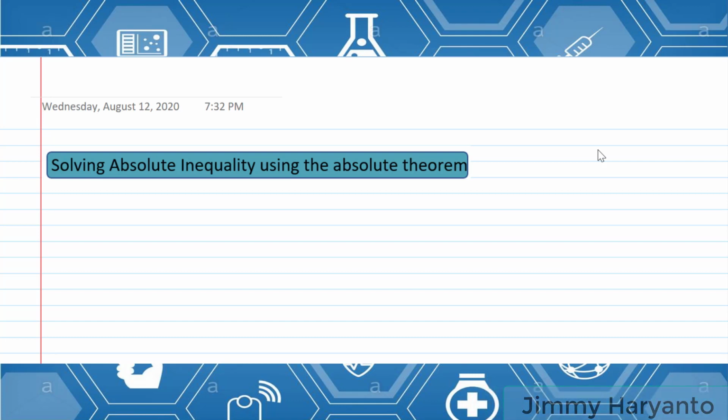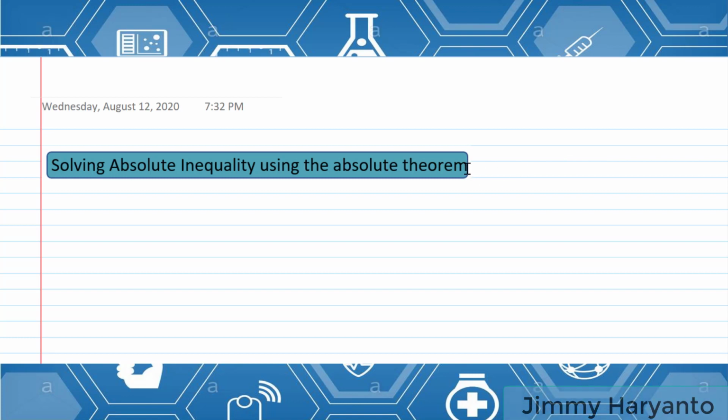Okay guys, this is also the last topic of this chapter, solving absolute inequality using the absolute theorem. In the last lesson I gave you 3 types of absolute inequality, and all of them are solved using that formula. If you have another type of absolute inequality besides the previous 3, you have to solve the inequality using the absolute theorem. So what is the absolute theorem?